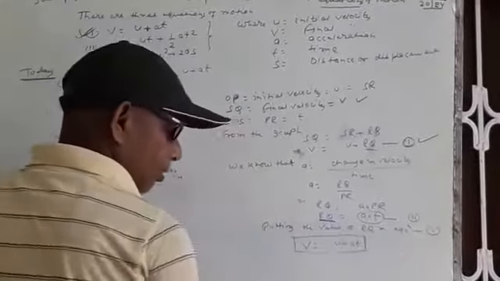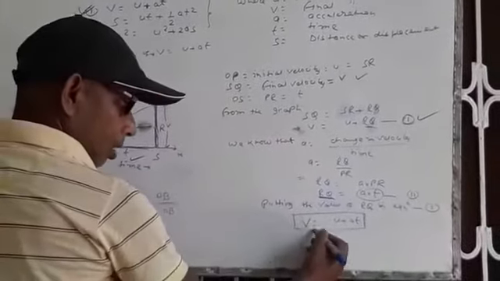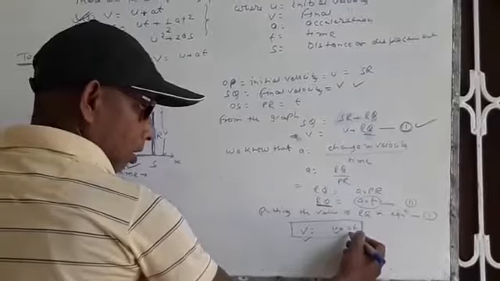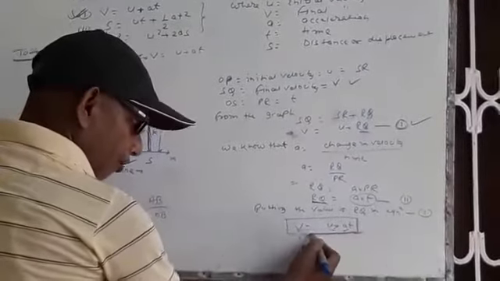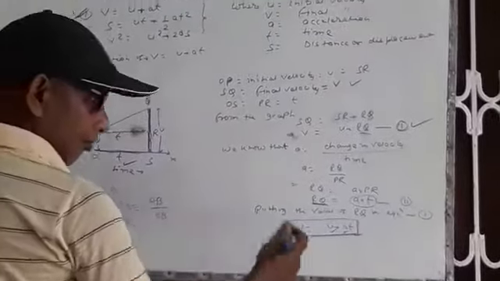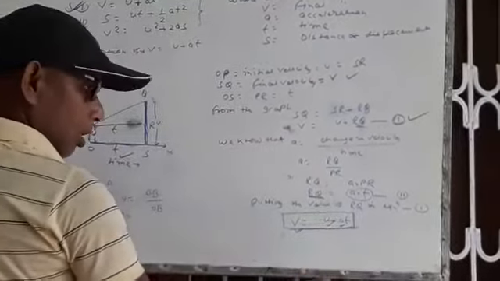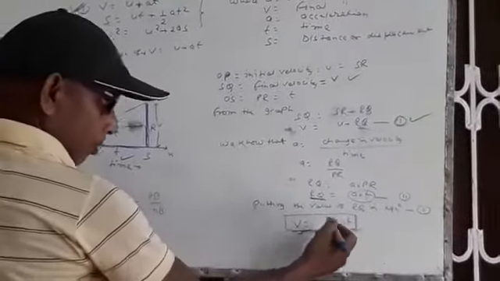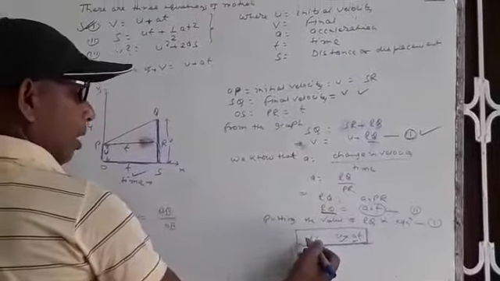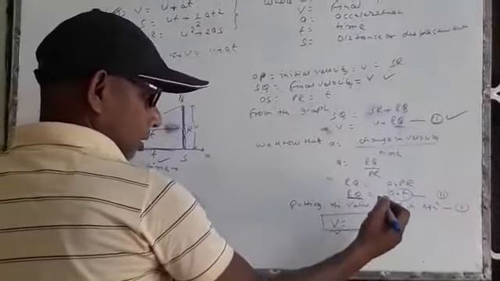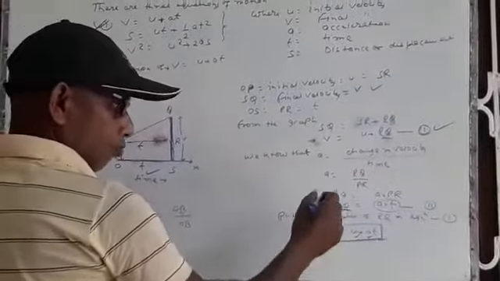The first equation of motion is the relationship among 4 quantities: final velocity, initial velocity, acceleration and time. This means out of the 4 quantities, if 3 quantities are given, we can easily calculate the 4th quantity. Suppose that in this equation, if u is given, a and t are given, we can easily find out v. So v equal to u plus at. This is the graphical derivation of the first equation of motion.